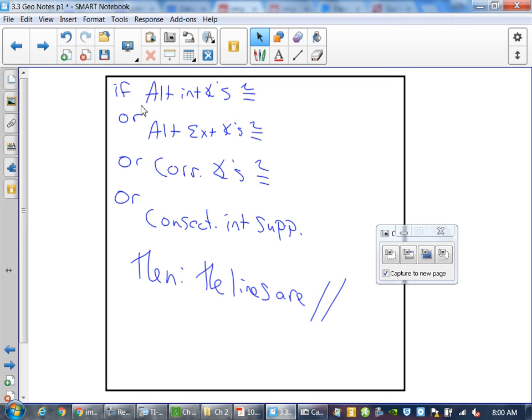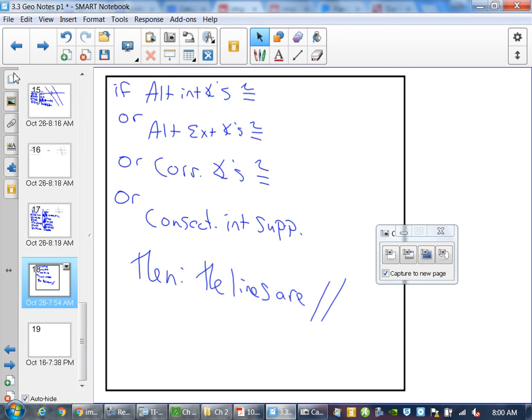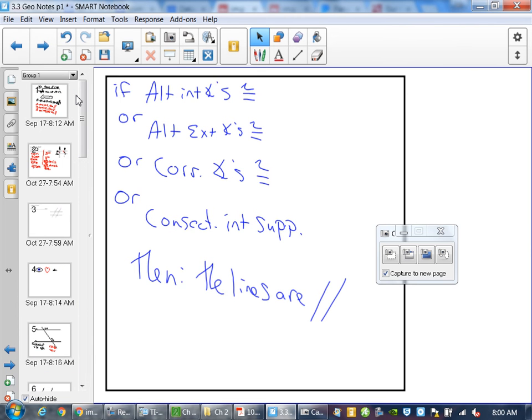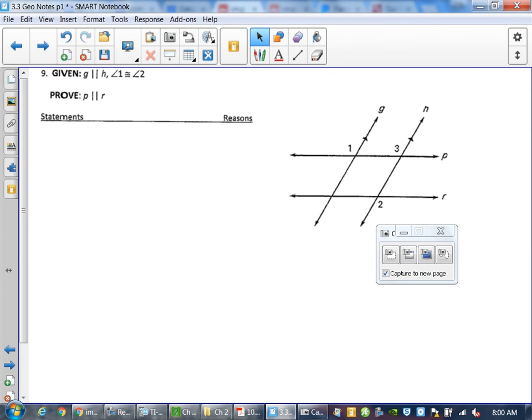Where's your stuff? They're asking you to show that the lines themselves are parallel. So this is probably what you're going to have to use when you're done. Okay? So keep that in the back of your mind. You're given G is parallel to H.